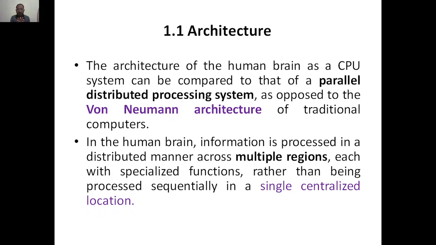This is as opposed to the Von Neumann architecture of traditional computers. We have a computer, for example, here we are considering the Von Neumann architecture of traditional computers, and we are comparing it with the brain. So in the human brain, information is processed in a distributed manner. How is it distributed? Because in the human brain we have multiple regions. Those multiple regions do the multitasking, each with specialized functions. Every region has its specialized function.